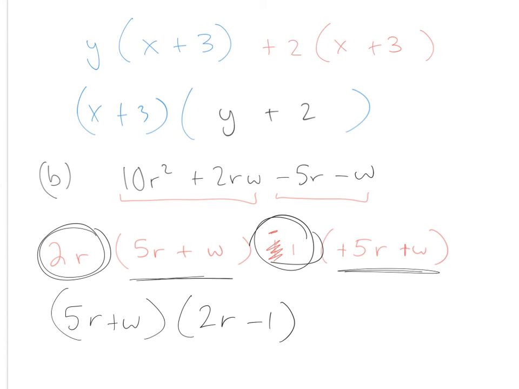Max, I did it backwards. I grouped 5r and 10r squared. Oh, say again, actually? Go ahead. I grouped 10r squared and... Oh, yeah, that's fine. And did you get the same answer? But you probably have them reversed in your final answer.